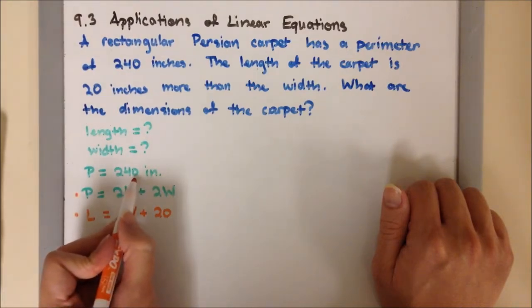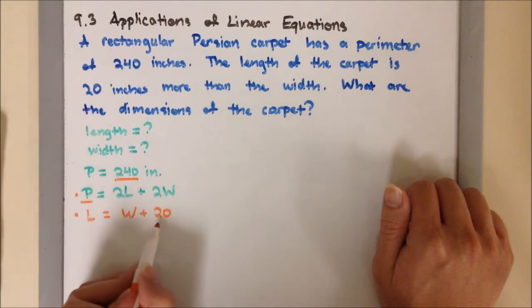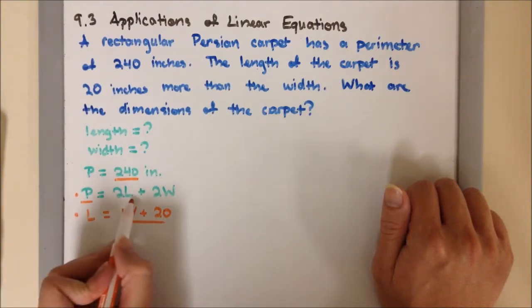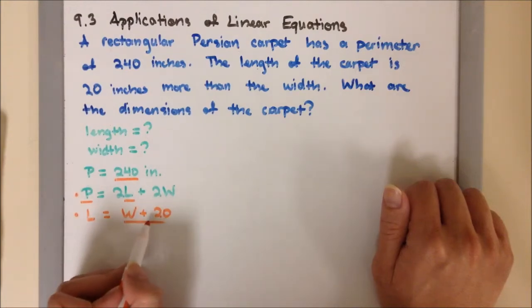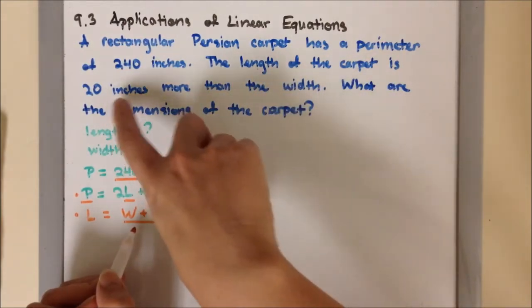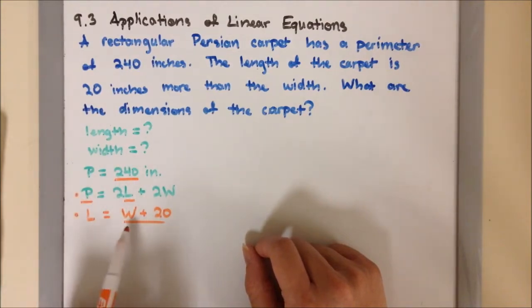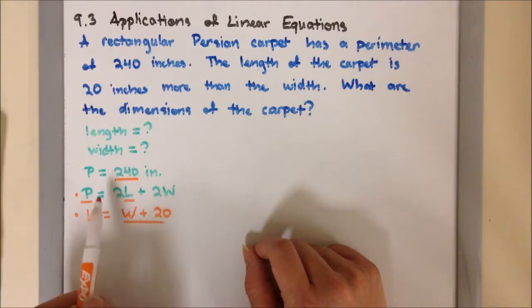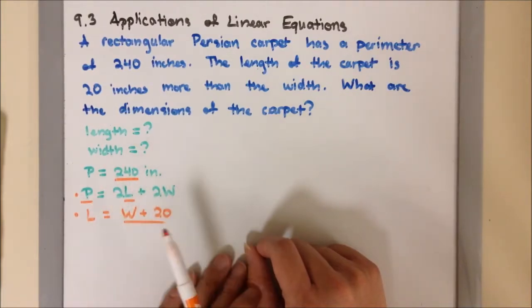What I'm going to do is I'm going to substitute 240 into P, and then I'm going to substitute this equation into that L, because right here, my second equation, length is equal to width plus 20, or represented by this sentence, the length of the carpet is 20 inches more than the width. And the reason I'm plugging this equation into here is because you'll see that when I simplify, it will become one variable, which is easier to solve.